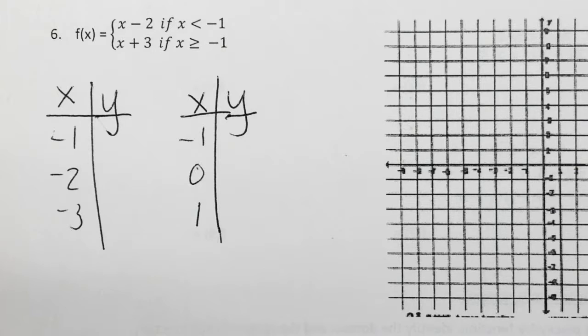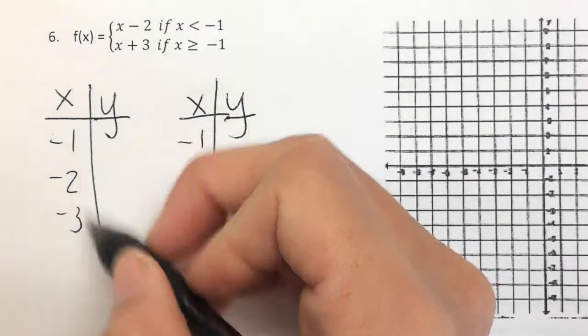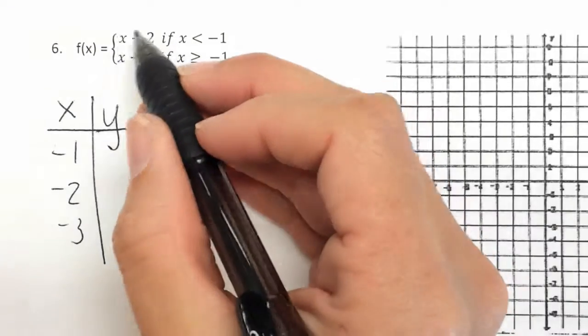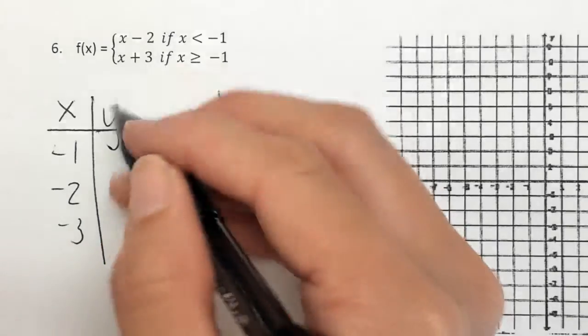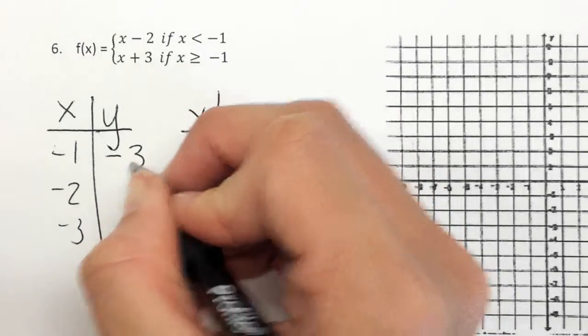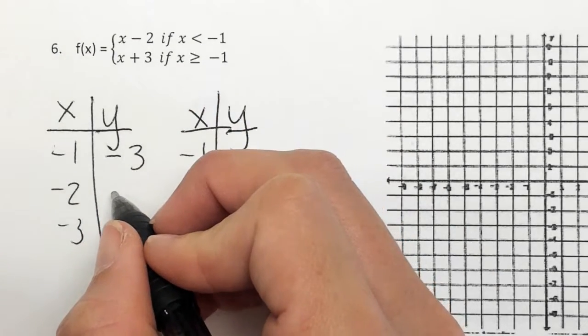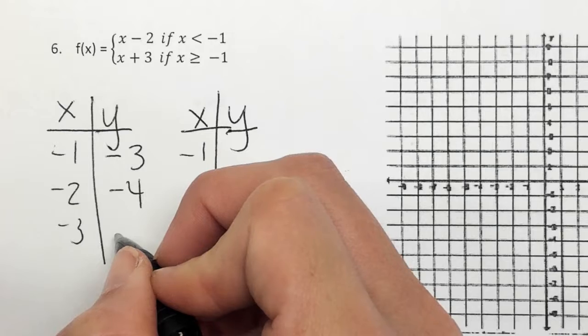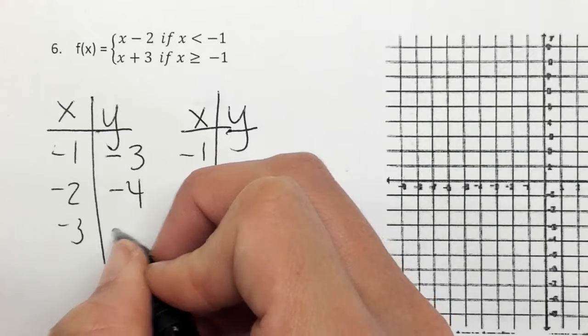Alright, and then to find our y values, we're just going to plug these three into this first piece. So if I plug -1 in for x, I'll have -1 minus 2, which is what? -3. The next one should be what? -4. Good. Next one? -5. Good.